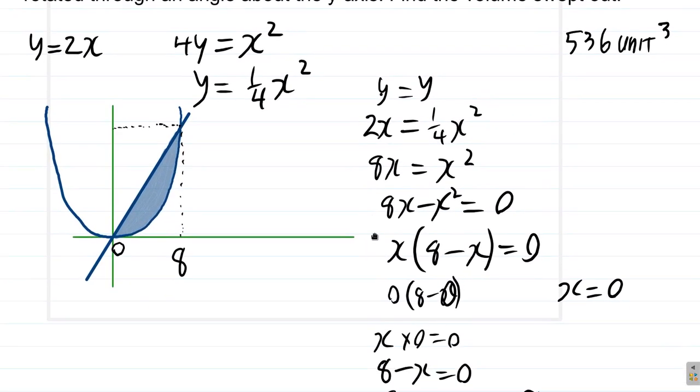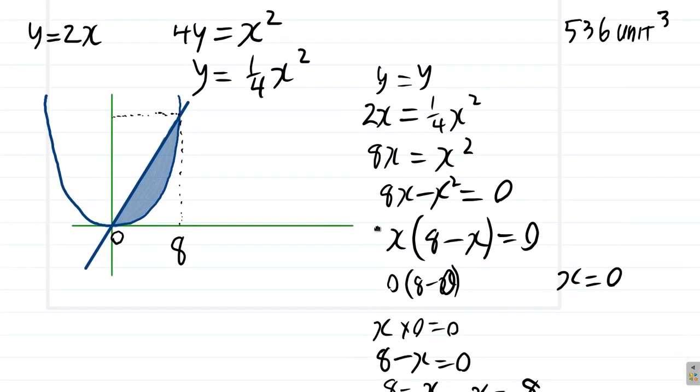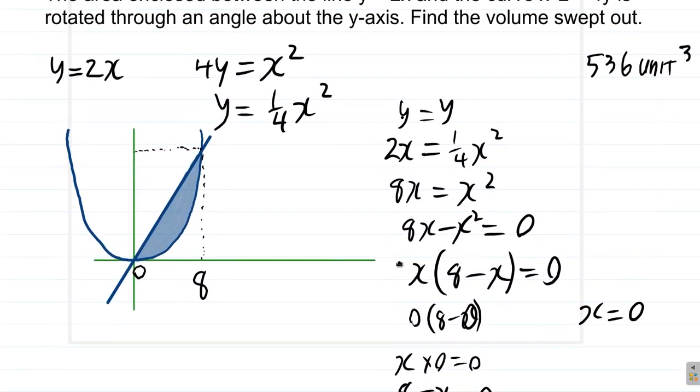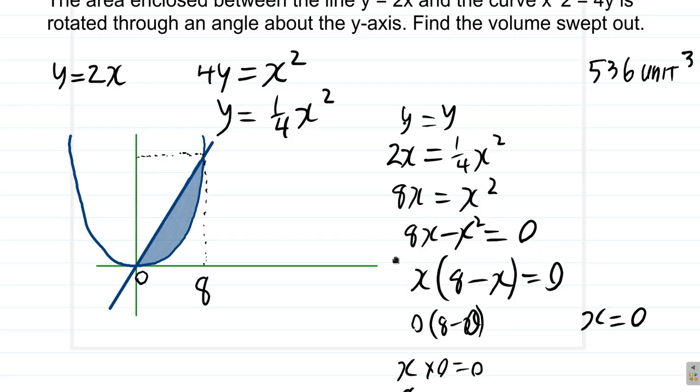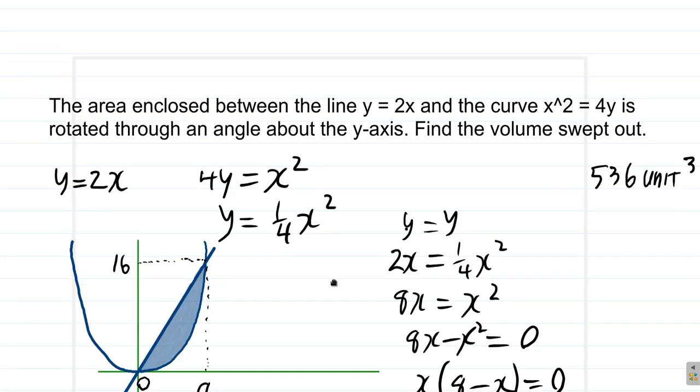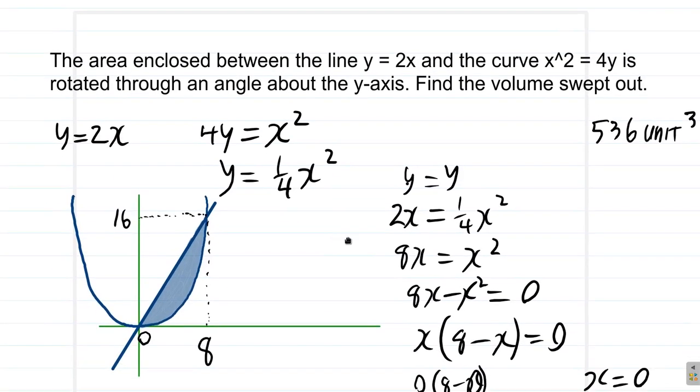Since we're going to rotate around the y-axis, we want to find out what y is. If you substitute 8 here, y equals 2 times 8, which is 16. Also, if you substitute it here, 8 squared is 64, and a quarter of 64 is 16. So both of them give you 16. Now we have found the points of intersection.